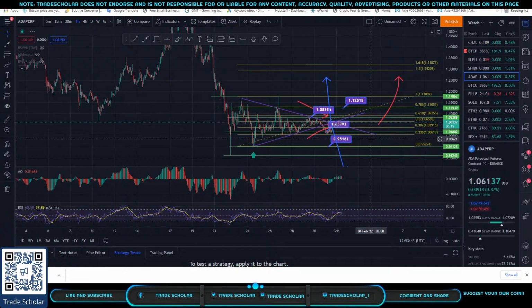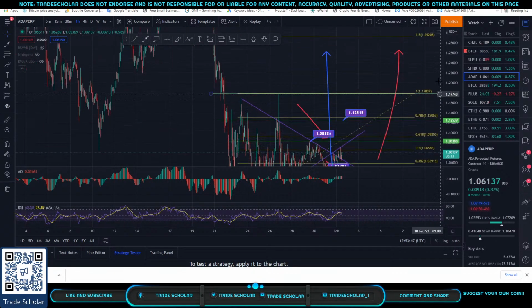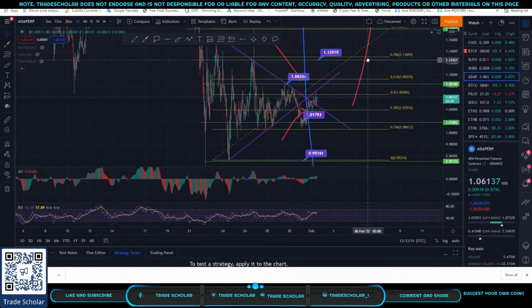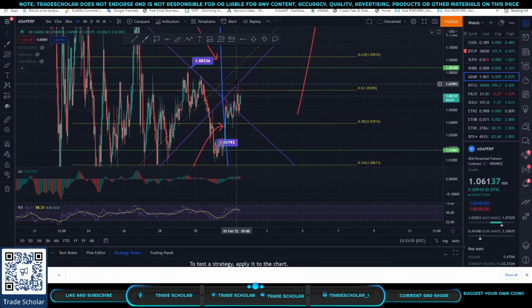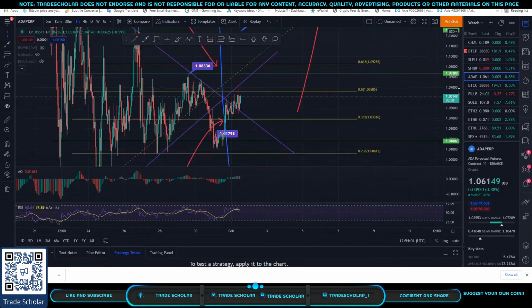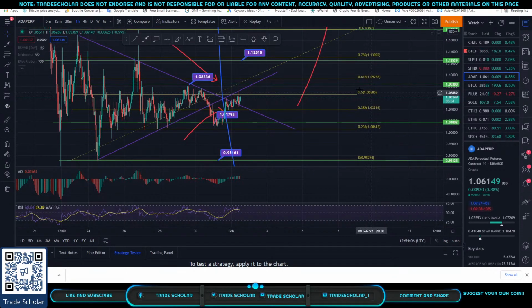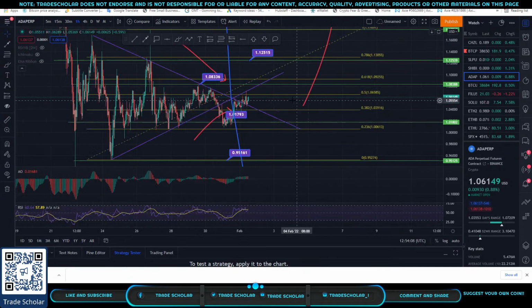Okay, ADA. We checked ADA yesterday. Okay, we are in the triangle. If it breaks out to the downside, we are now retesting the support. We got rejected in our rejection area, and we got supported in our support area. Okay, that's accurate. We are holding the line. Let's see.